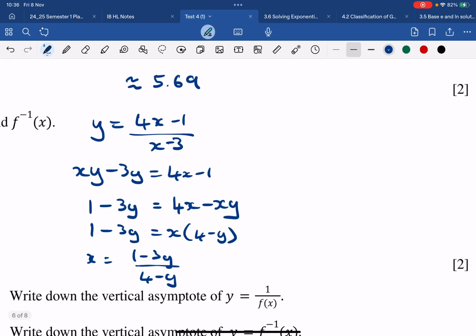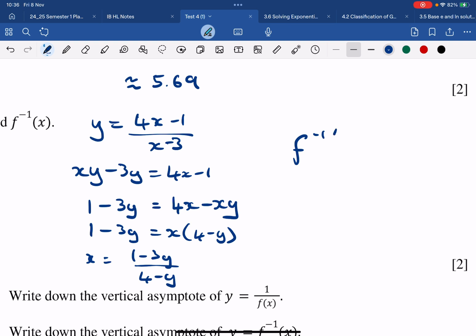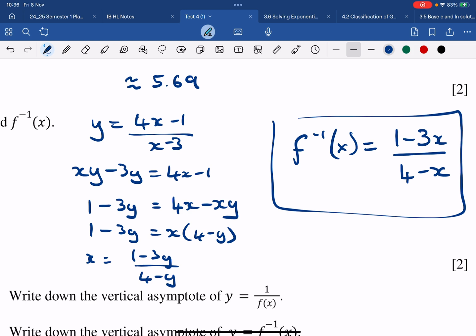And so that basically means that my inverse is then to swap the x's and y's out. So we get 1 minus 3x, divided by 4 minus x. So there's my inverse.